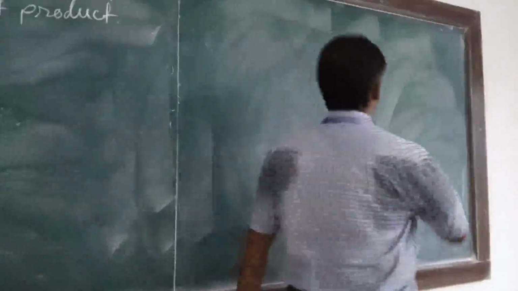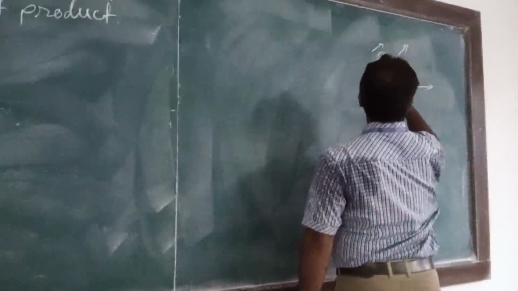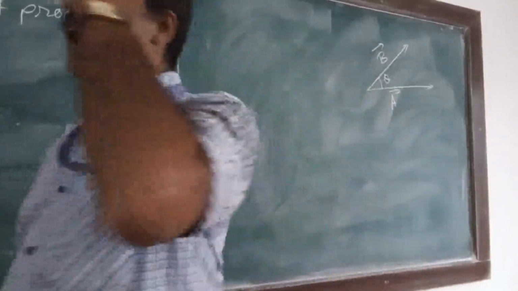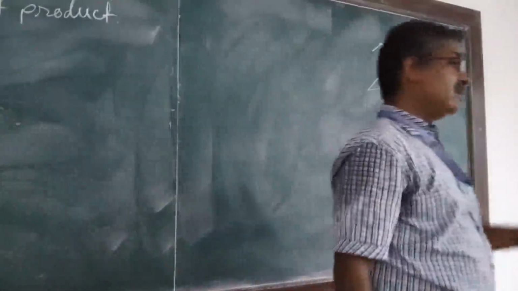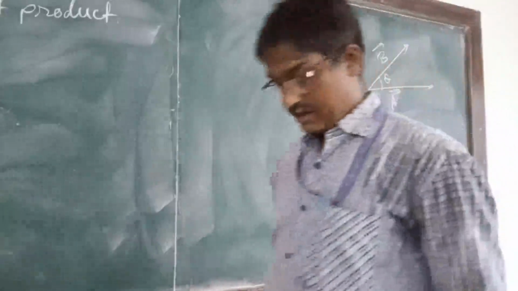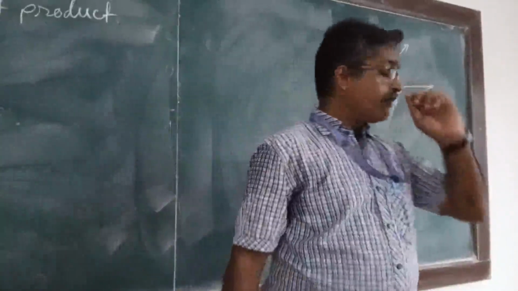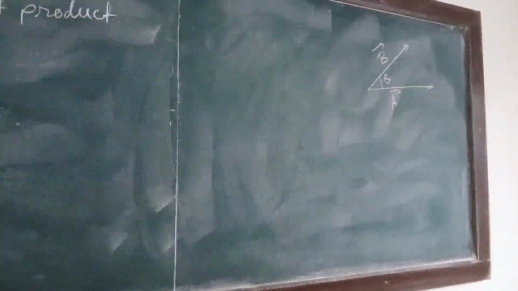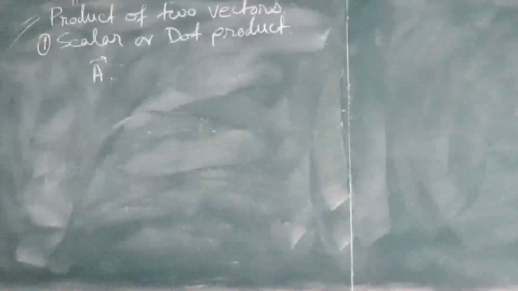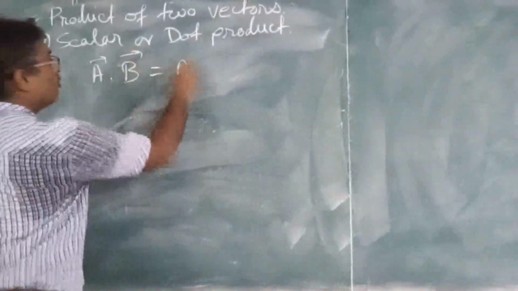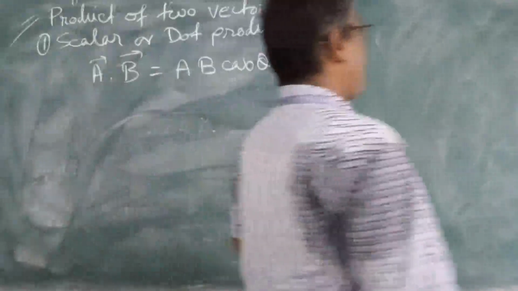If the angle between 2 vectors A and B is theta, then the dot product of the vectors A and B is written as A dot B equals AB cos theta.